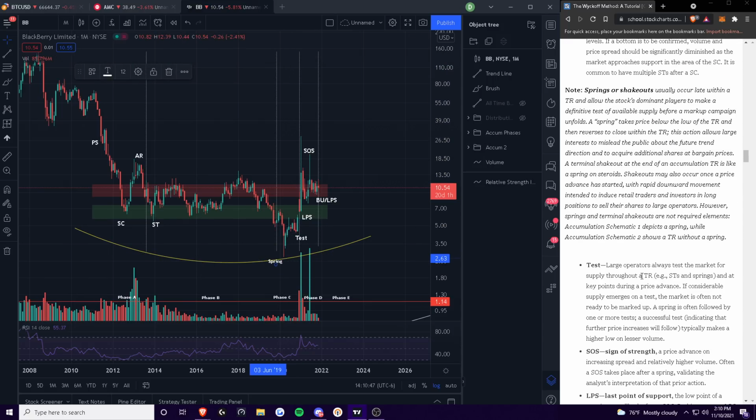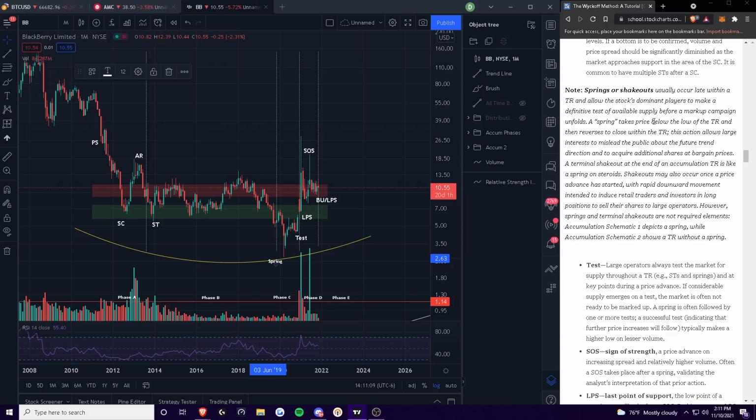The spring phase is a key part of the Wyckoff accumulation schematic, and it's the opposite of a UTAD, upthrust after a distribution. The spring occurs late within a trading range and allows the stock's dominant players to make a definitive test of available supply before a markup campaign unfolds.